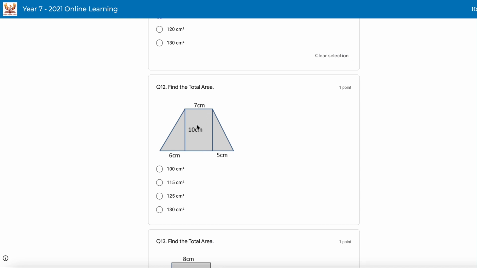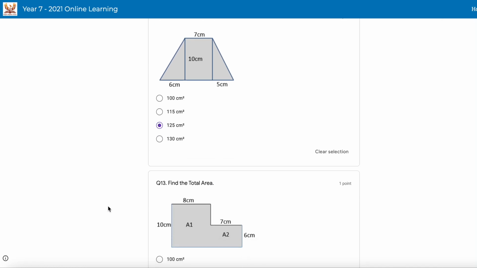So we had 70 square centimetres here, 70 square centimetres here, 30 square centimetres here, and 25 square centimetres here. So if we add those all up, we end up with 125 square centimetres in total for our total area.